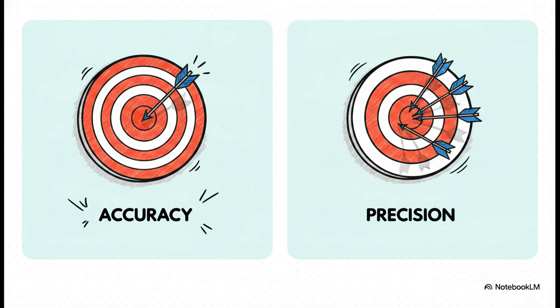Well, accuracy is hitting the true value. It's hitting the bullseye. Precision, on the flip side, is really just consistency. Like, if you have an instrument with a bad zero adjustment, it might give you the exact same wrong number down to the thousandth decimal point every single time. That is highly precise, but terribly inaccurate.